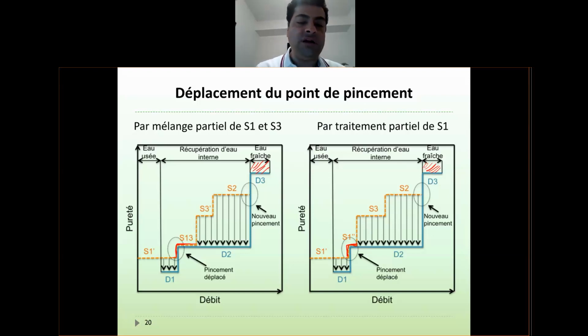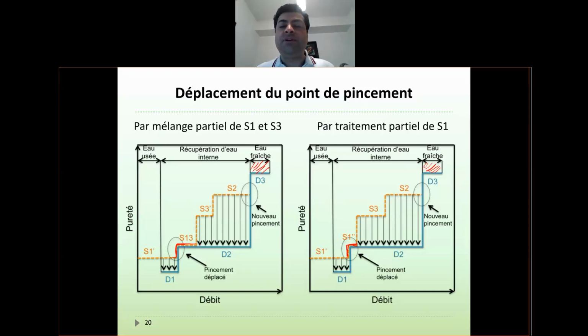In the diagram on the left, you are not doing any wastewater treatment. You are just mixing two streams. So in terms of capital cost, it is less expensive than the diagram on the right, because applying wastewater treatment on S1 means that you have to build the water treatment utility, right? So it costs you.